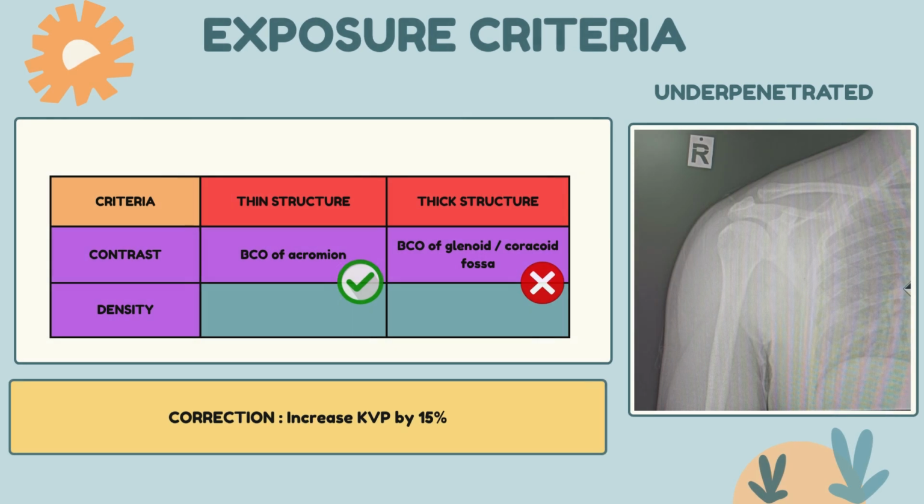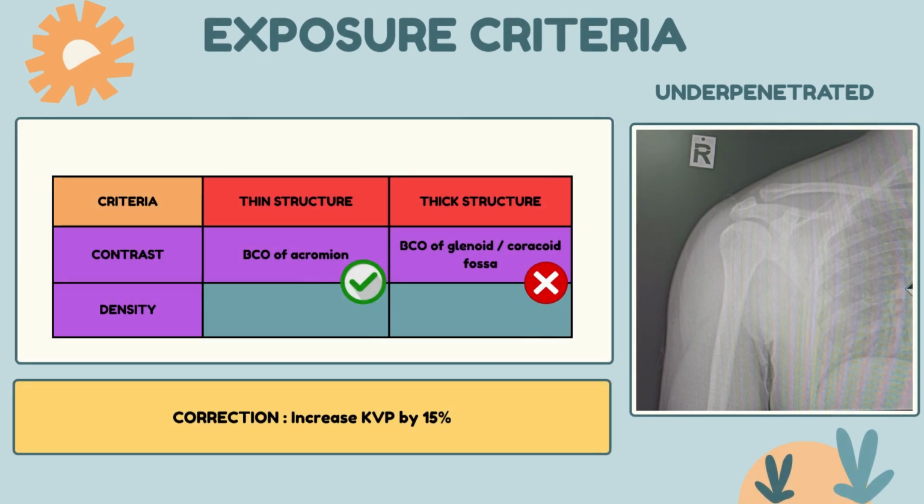If the radiograph is underpenetrated, showing that the exposure is in low contrast, the thin structure of bony cortical outline of acromion was demonstrated, but the thick structure of bony cortical outline of glenoid or coracoid fossa was not demonstrated. To correct this exposure, the radiographer should increase kVp by 15%.